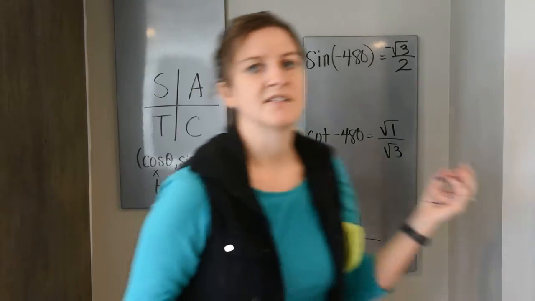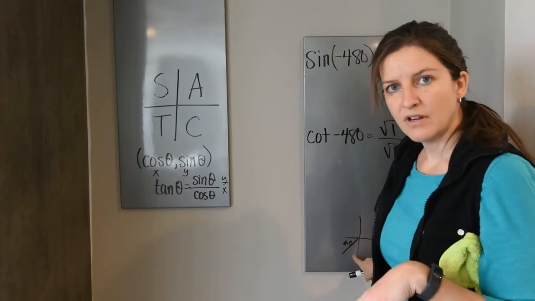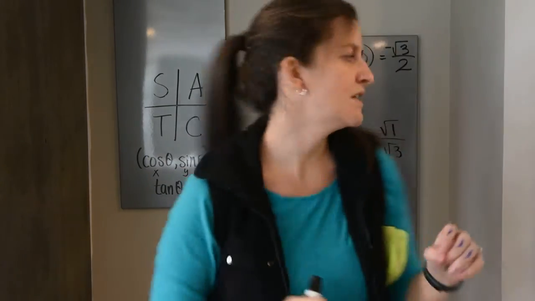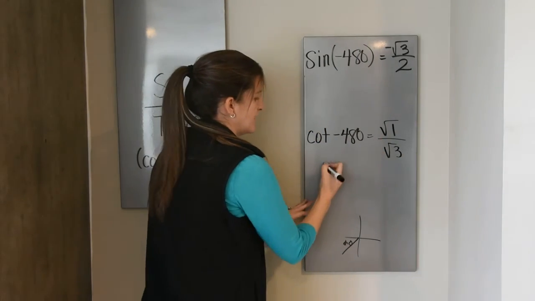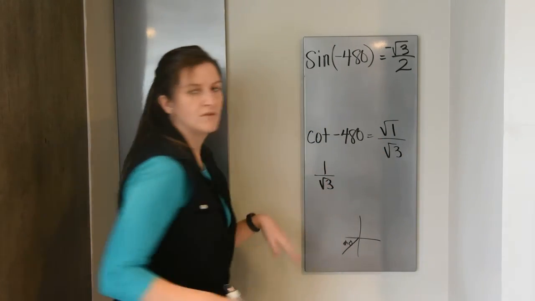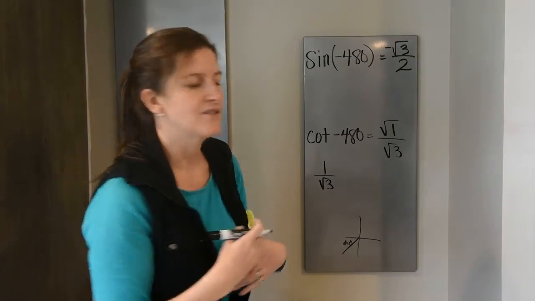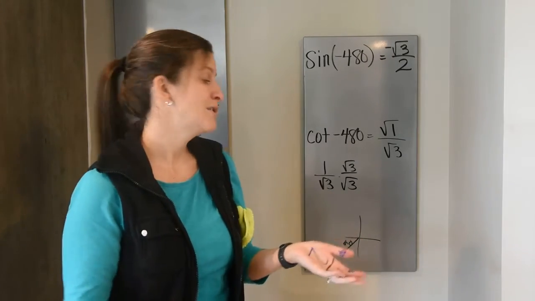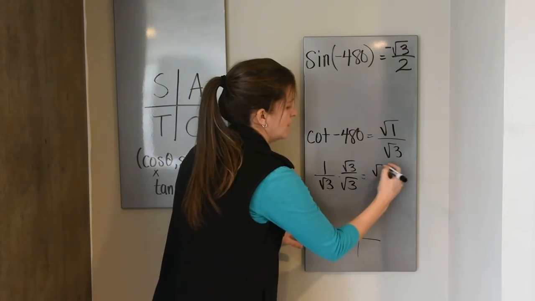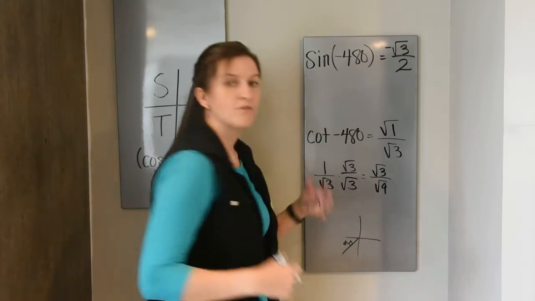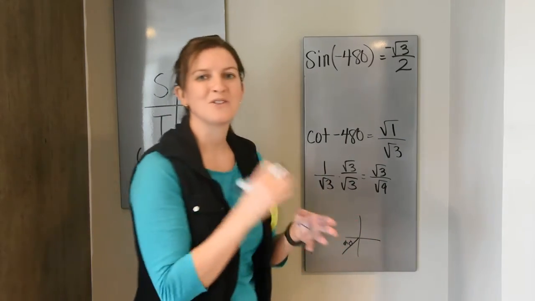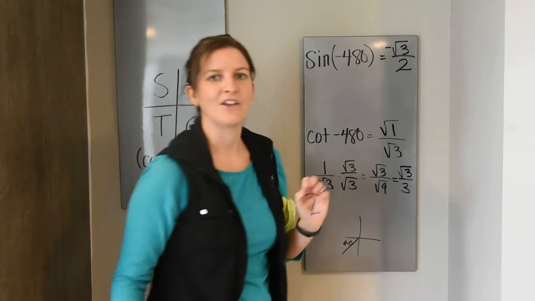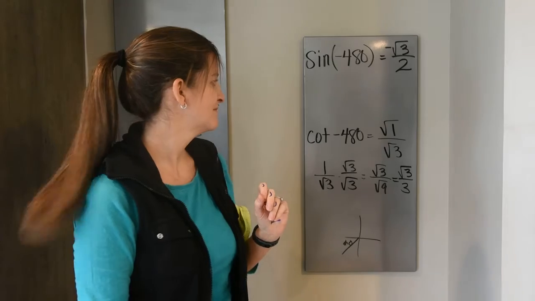Alright, now determine if it's positive or negative. Again, I'm in quadrant 3. So I'm here. Tangent is positive in that quadrant. So this is going to stay positive. This is going to be 1 over square root 3, stays positive, but I have to rationalize the denominator. So multiply by 1, square root 3 over square root 3. Square root 3 over square root 9. Square root 9 is 3. And there you go. That's your answer.